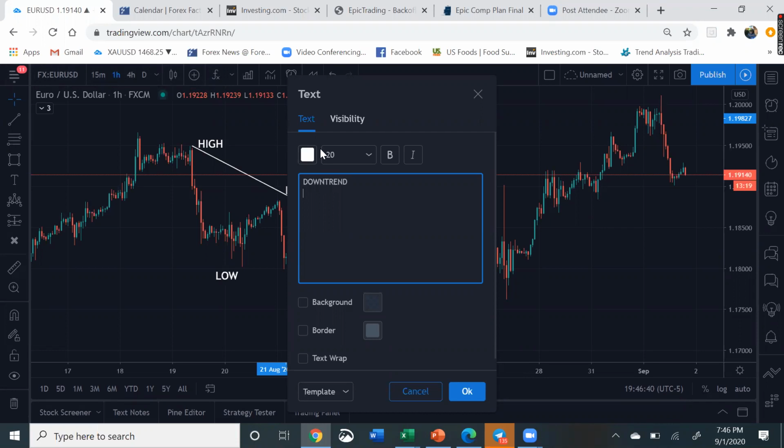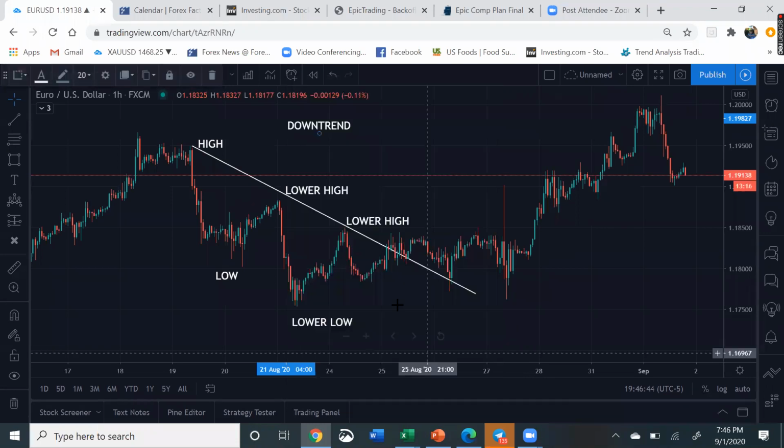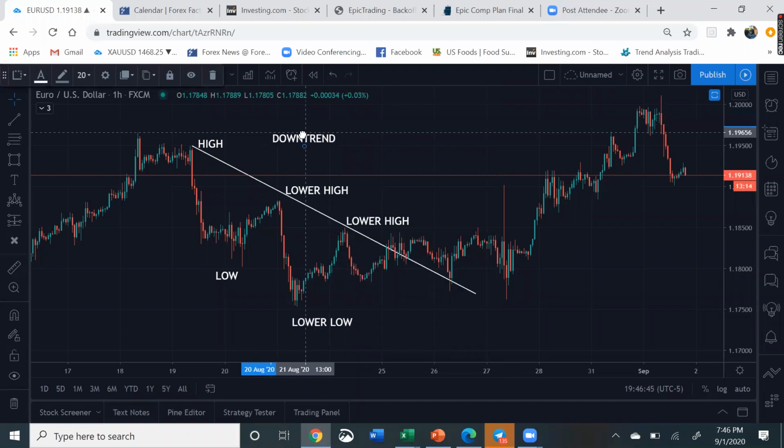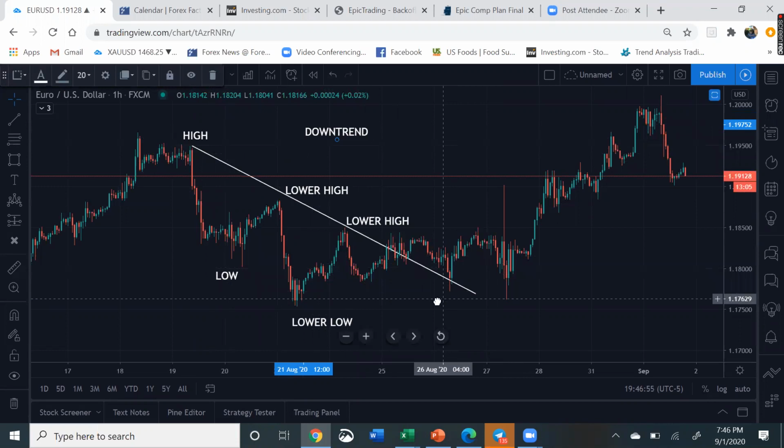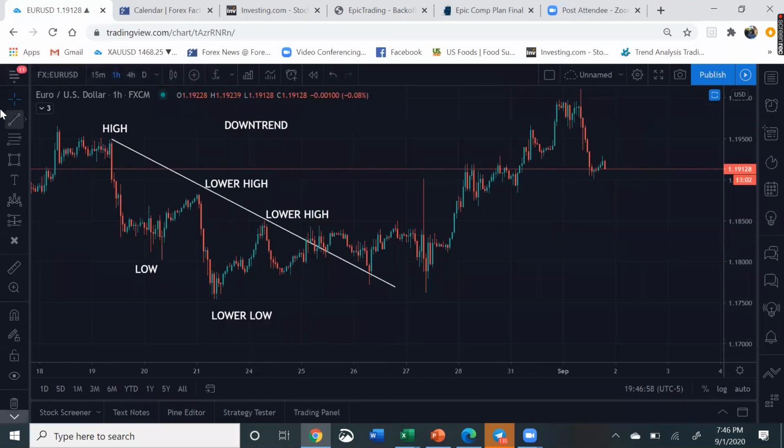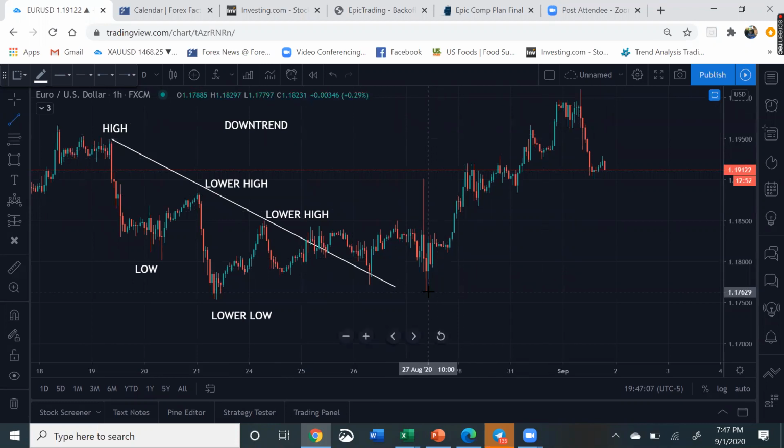Why do I want you to do this? Because when you chart up, your brain is going to absorb what you're doing and is going to help you remember what a downtrend is. This is a downtrend. Okay. On the flip side, I also want you to do an uptrend. Remember, downtrend we measure from top down. Uptrend we measure from bottom up.